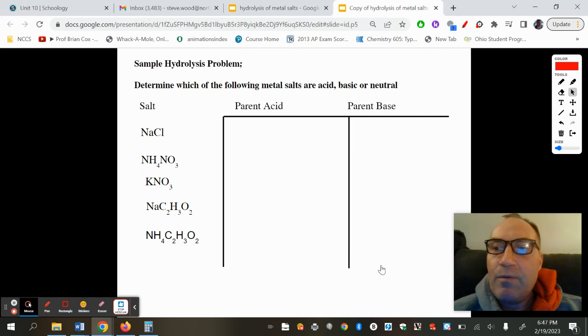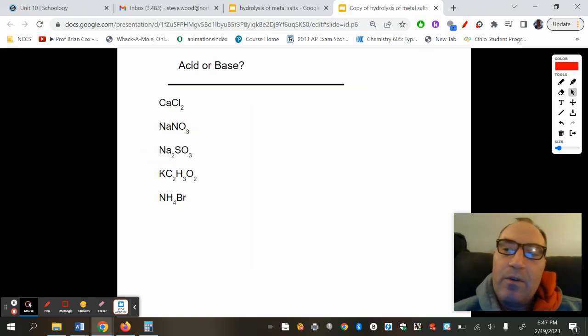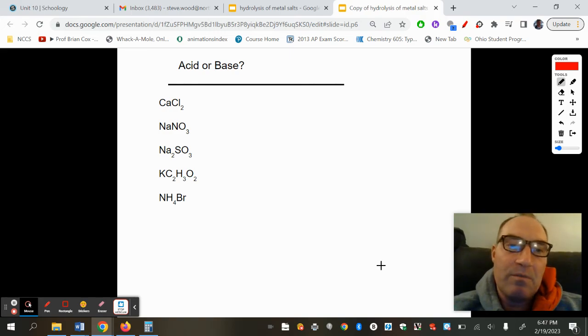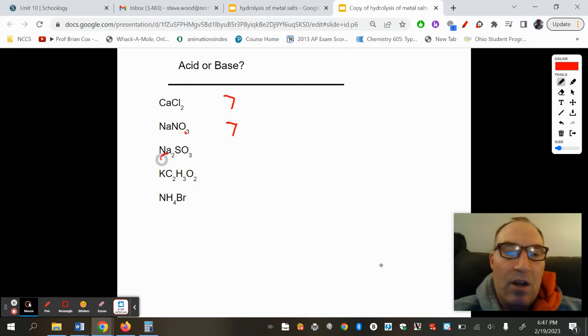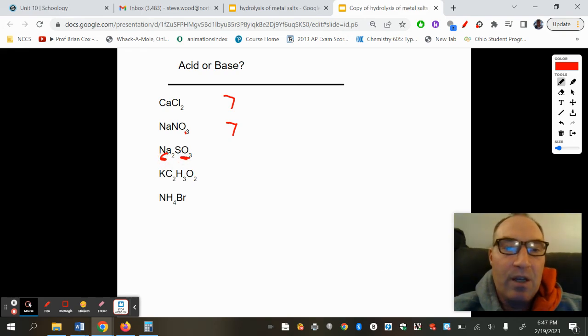Okay, so let's try one more just for funsies. Ready? All right, so acid or base, you look up and think, all right, what are the parents? This one's from strong. For this bad boy, 7. Strong again, 7. Strong, weak. Okay, so strong base, weak acid. That means that this is going to be basic, above 7. It's a base. This one, same thing. It's above 7.